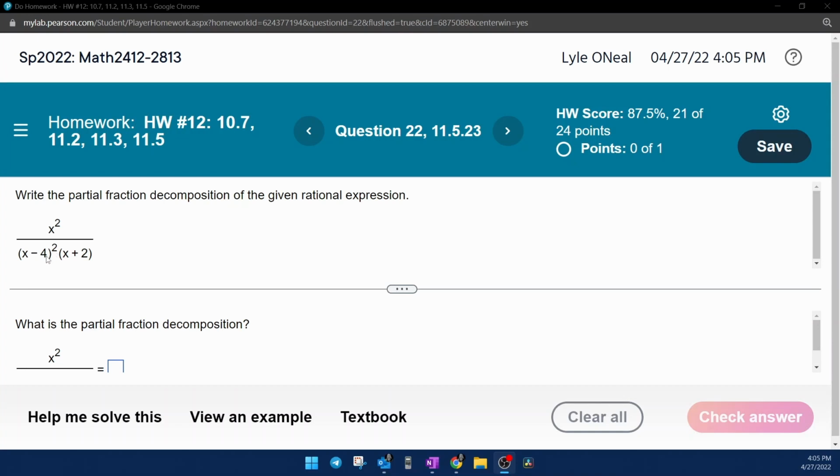linear factor. The fact that x minus 4 is squared means if I were to write that out, there would be two of those multiplied. So this is going to be the second case for our partial fraction decomposition. Let's go to the scratch work and see how to work this one out.